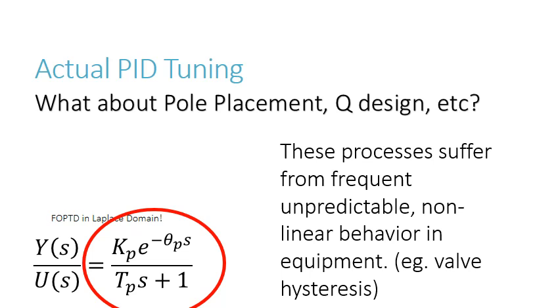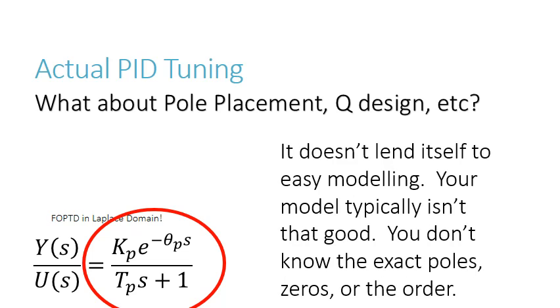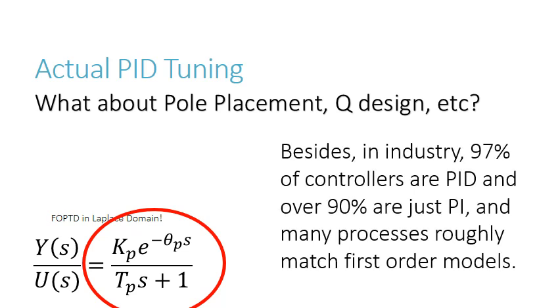These processes have unpredictable behavior, and it's kind of non-linear. Will Wagoner gave the example of valve hysteresis as a common problem. It's why you can't just easily model these things, because they behave well in one direction and not in another, or they behave well sometimes and not others. It's not going to be easily modeled. You're not going to easily be able to come up with a description of it.